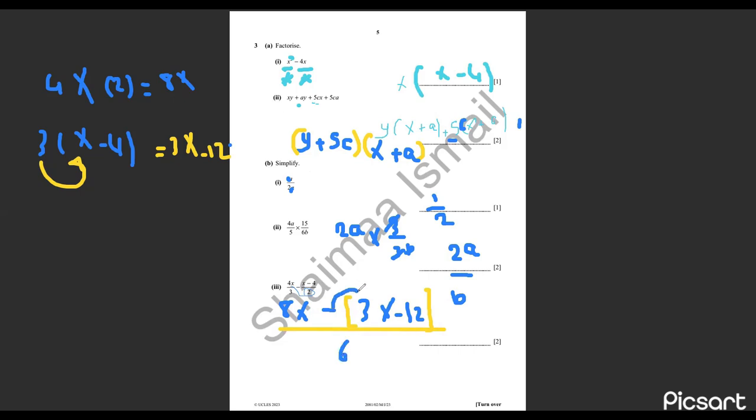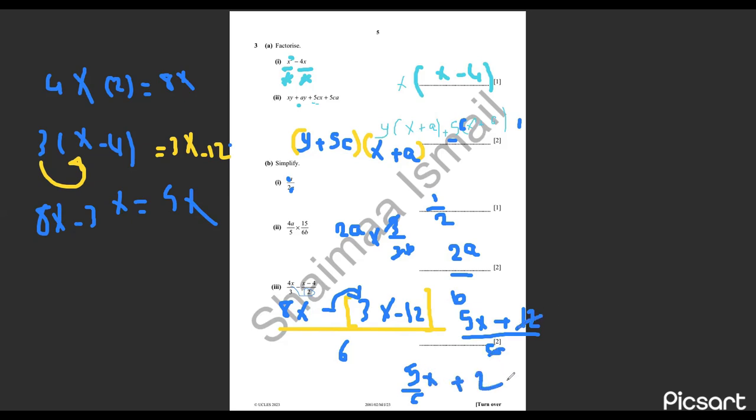So here we have to get the negative sign to the 3x and the negative 12. So it will be 8x minus 3x, which is equal to 5x. So write it here, 5x plus 12 over 6. And here we can say 5 over 6x plus 2. Why plus 2? Because the 12 dividing by 6 is equal to 2.